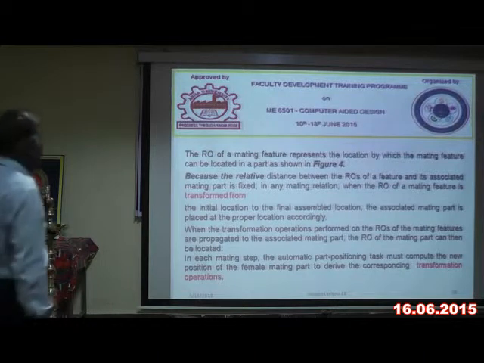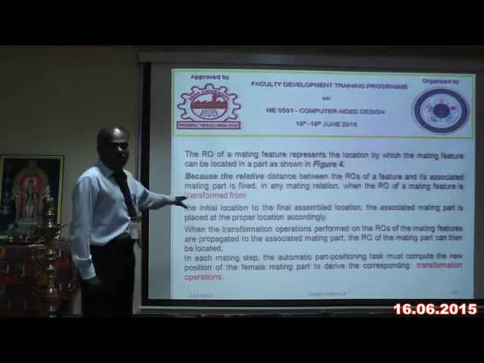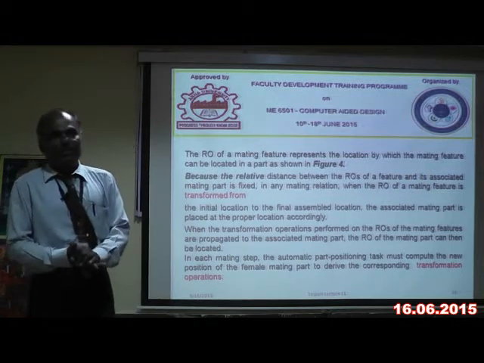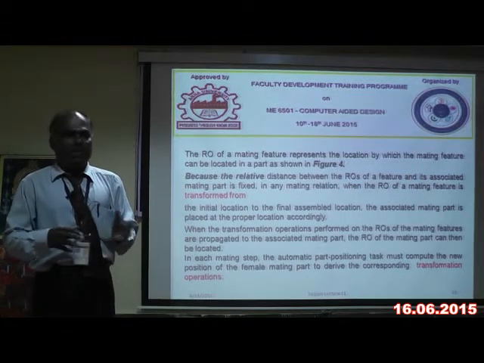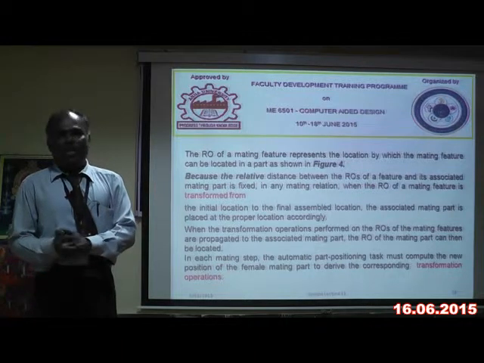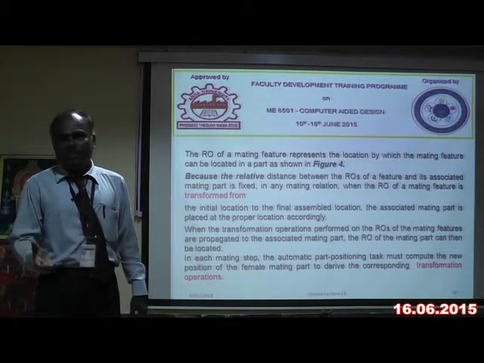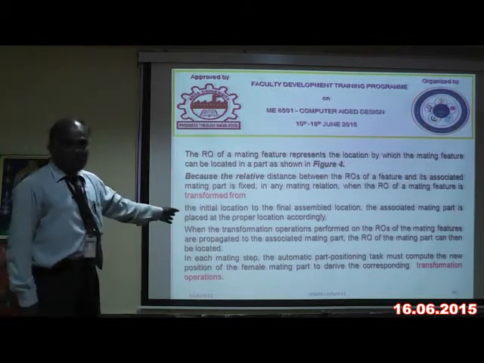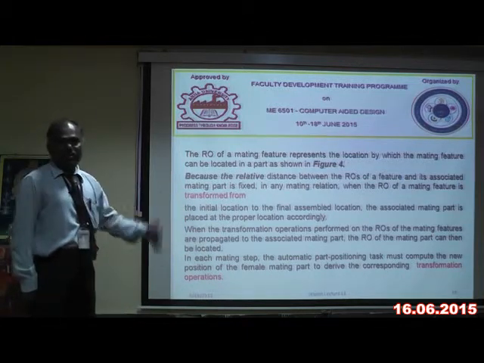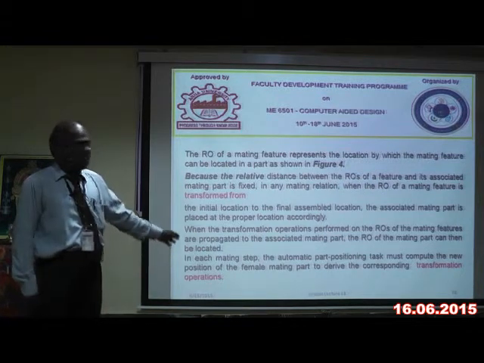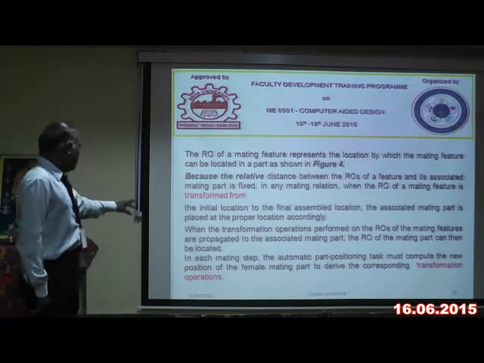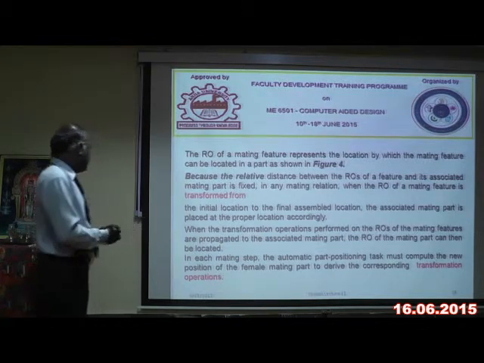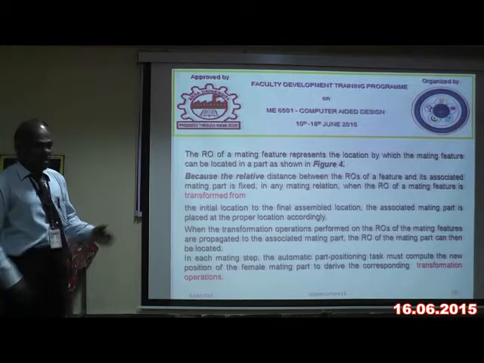The transformed form is nothing but the equation. The matrix form is converted into the equation for the automatic transformation. This is inbuilt in the software, according to our software design. And then the initial location, final assembly location, and the associated mating part are placed at the proper location accordingly.